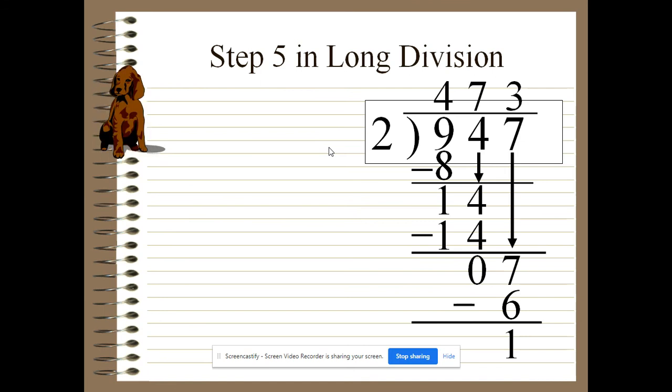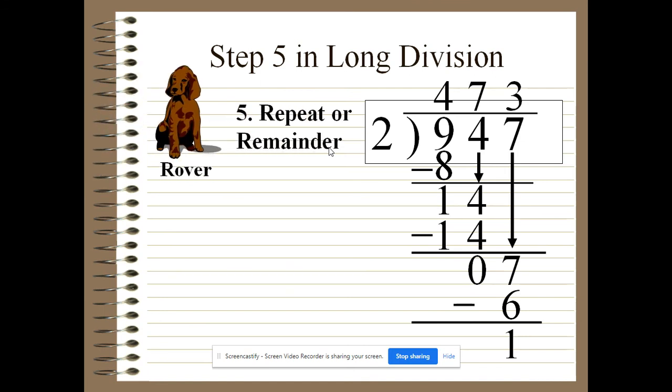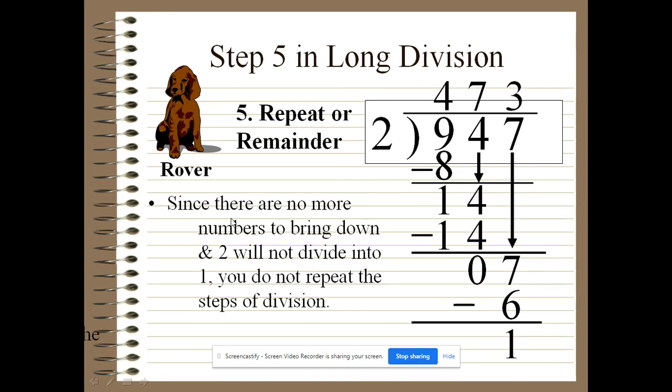And step 5 is Rover. And instead of repeating like you have been doing, there's nothing to repeat because brother is finished. So this is where Rover becomes the remainder. And the remainder is what? It's 1. You have 1 left over for Rover. So you list the remainder at the top next to the quotient. So our final quotient is this: 473 with a remainder. That's what that R stands for. Remainder of 1.